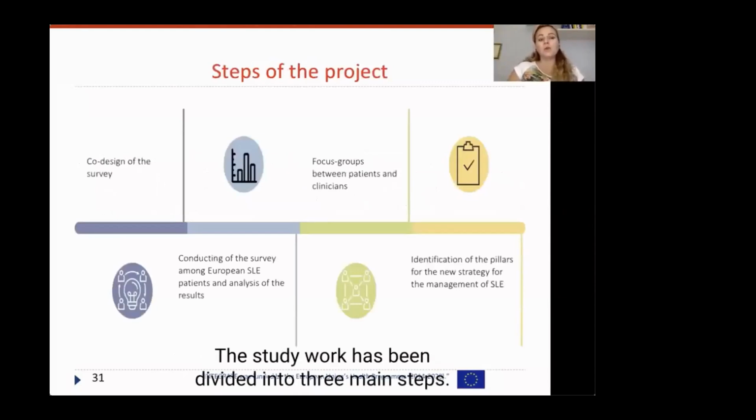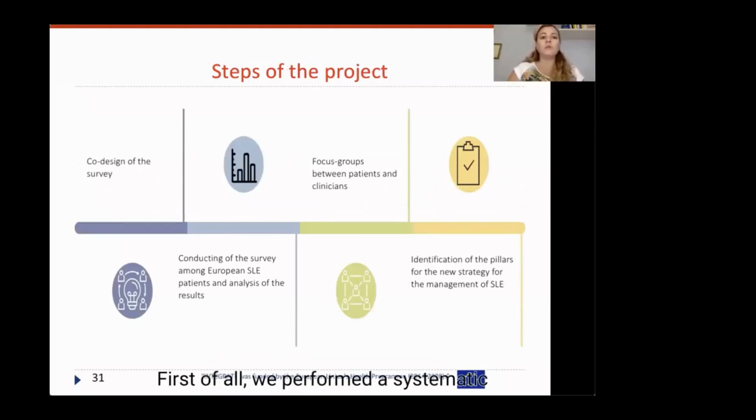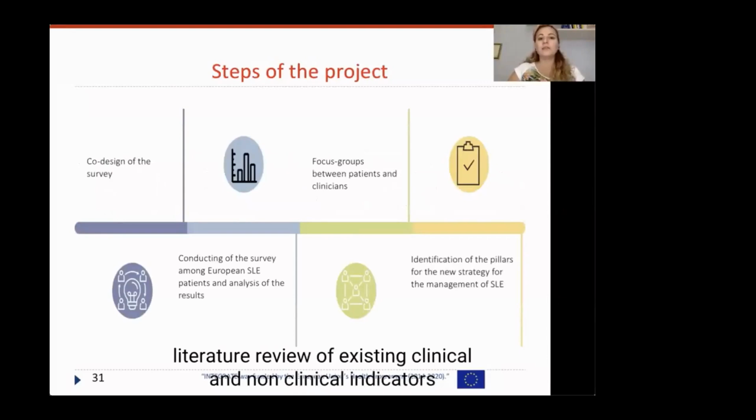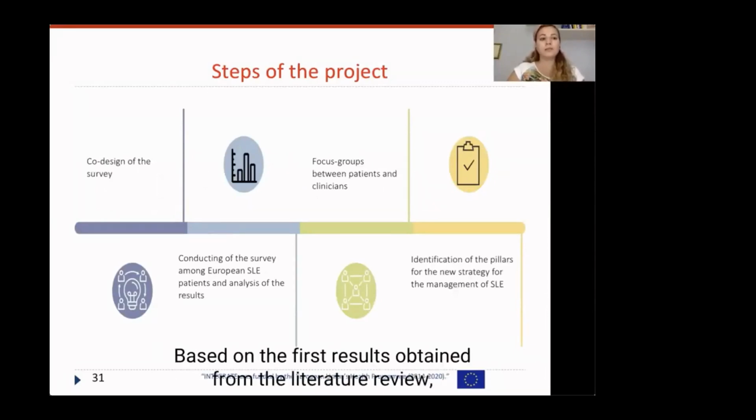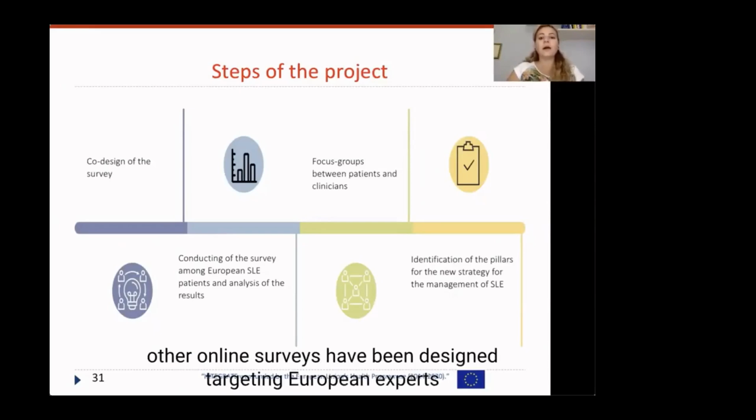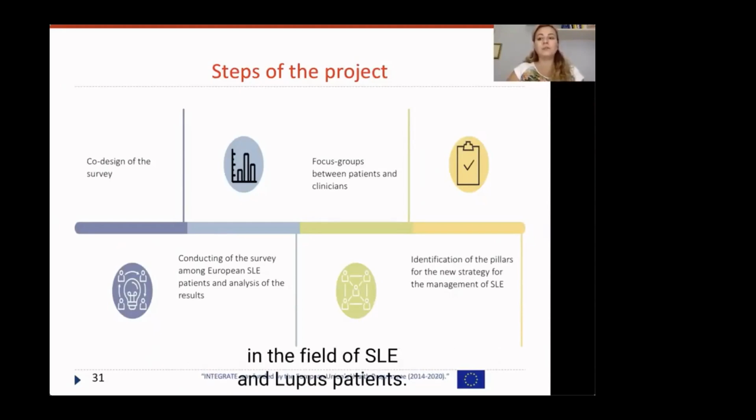The study work has been divided into 3 main steps. First of all, we performed a systematic literature review of existing clinical and non-clinical indicators for the management of systemic lupus and of currently available SLE-dedicated IT tools to support daily management of the disease. Based on the first results obtained from the literature review, ad hoc online surveys have been designed targeting European experts in the field of systemic lupus and lupus patients. The survey results have been discussed in dedicated focus groups of patients and clinicians.